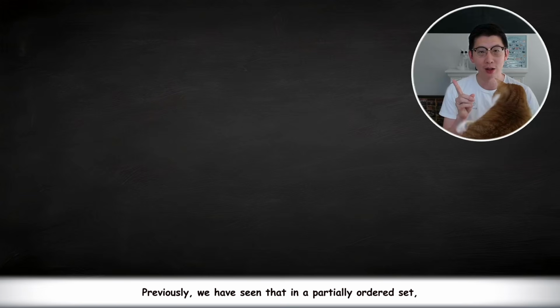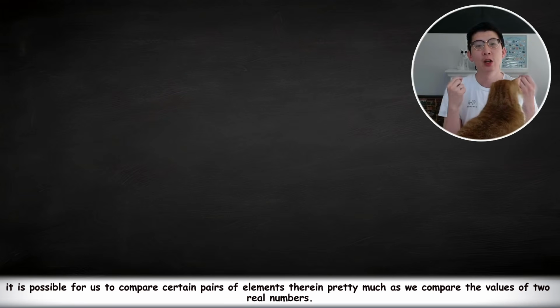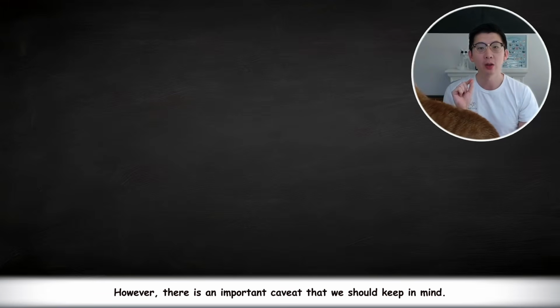Previously, we have seen that in a partially ordered set, that is, a set equipped with a partial order, it is possible for us to compare certain pairs of elements therein, pretty much as we compare the values of two real numbers. However, there is an important caveat that we should keep in mind.